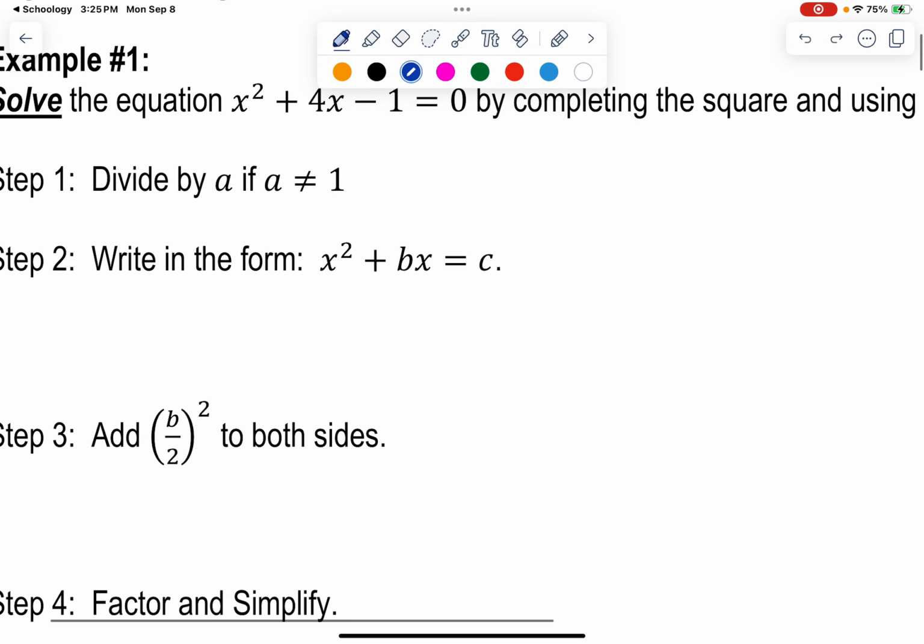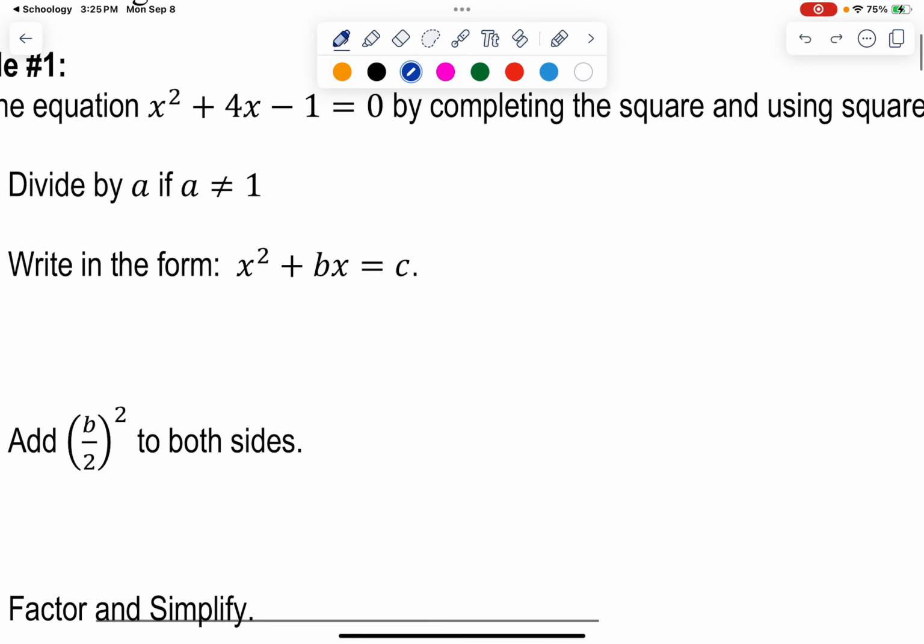It says rewrite in the form x squared plus bx plus c. So basically what you're going to do is you're going to take this constant and either add or subtract it to both sides depending on what it is. So since that's a -1, we're going to add 1 to both sides. So now we have x squared plus 4x equals 1. Now what I like to do is I like to leave a little space right here to complete the square, because that's where we're going to complete this square.